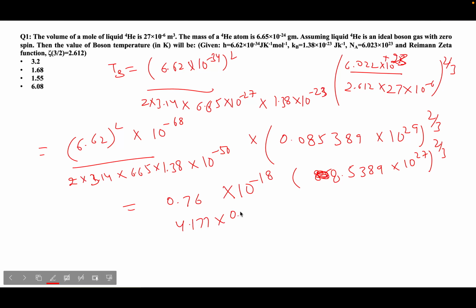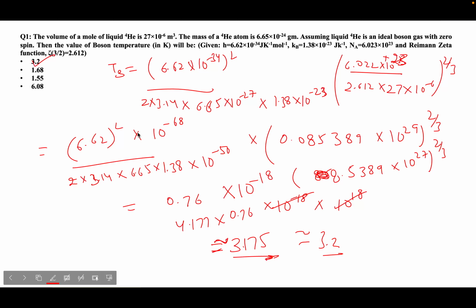This is 4.177 into 0.76 into 10 to the power minus 18 into, this is 9 plus 2, 10 to the power 18. So this is 1. So multiply it with 0.76. This is 3.175 approximately. So the answer is 3.2, close to this. That is equal to 3.2.